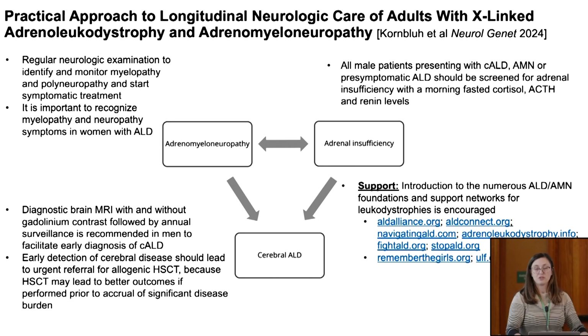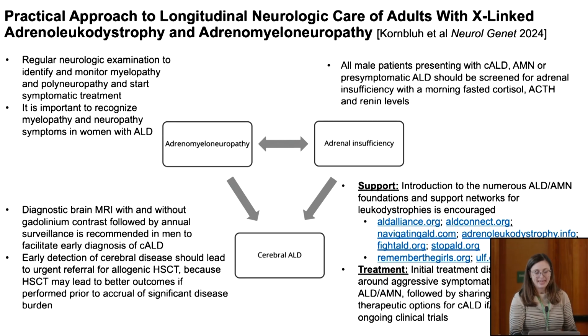And there's so much support out there. We just listed everything out in tables, so it was easy to find. And then you can have ongoing treatment discussions once you've established these long-term relationships, where you talk about aggressive symptom management that we have, but there's also potential therapeutic options for cerebral ALD if it's detected, and there's ongoing clinical trials. So how do you get linked up to that?